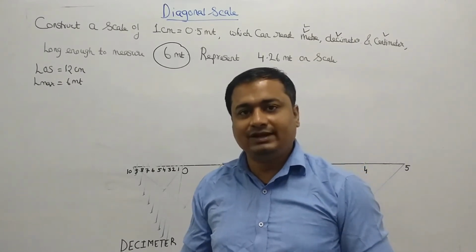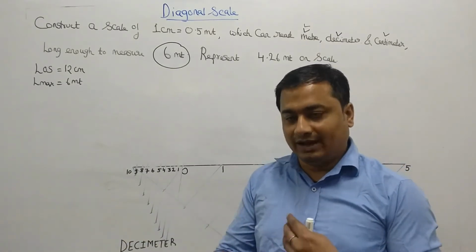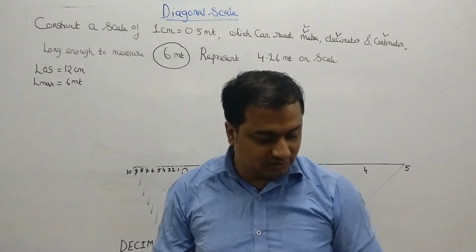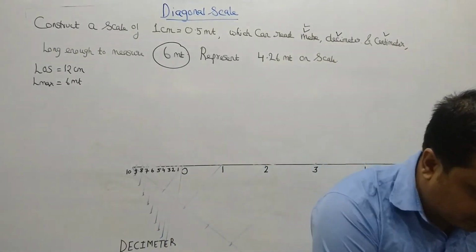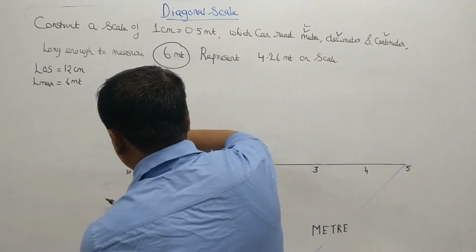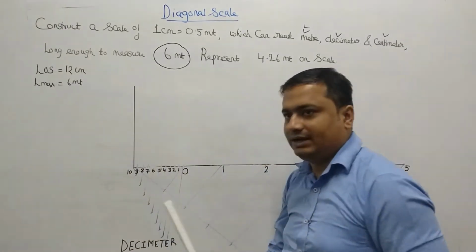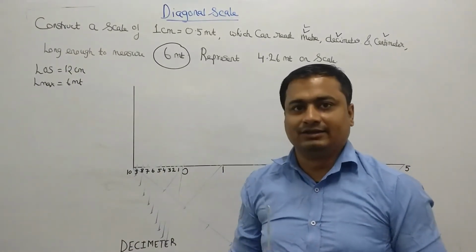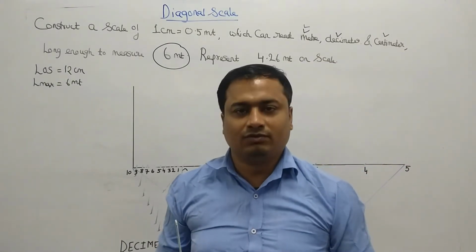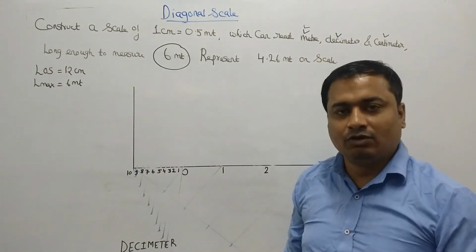So for that we need some extra construction here. Now I am going to add something in this scale so that we can represent centimeter. The first thing I am going to add is: draw a vertical line from the starting point of this line. You can take any length, 5 centimeters, 6 centimeters, 7 centimeters, whatever you want.